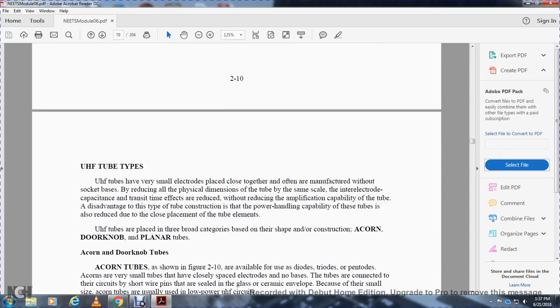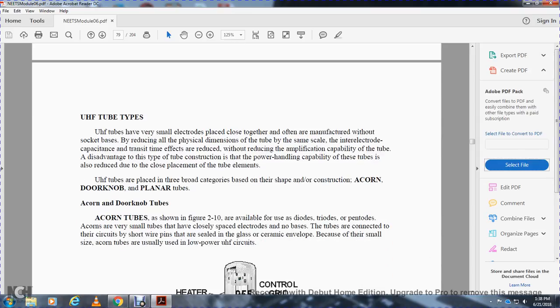Ultra-high frequency tube types. The ultra-high frequency tubes have very small electrodes placed close together and are often manufactured without a socket base. Reducing the physical dimensions of the tube on the same scale reduces the interelectrode capacity, which also reduces the amplification capability of the tube. A disadvantage of this type of tube construction is that the power handling capability of these tubes is also reduced by the close placement of the tube elements.